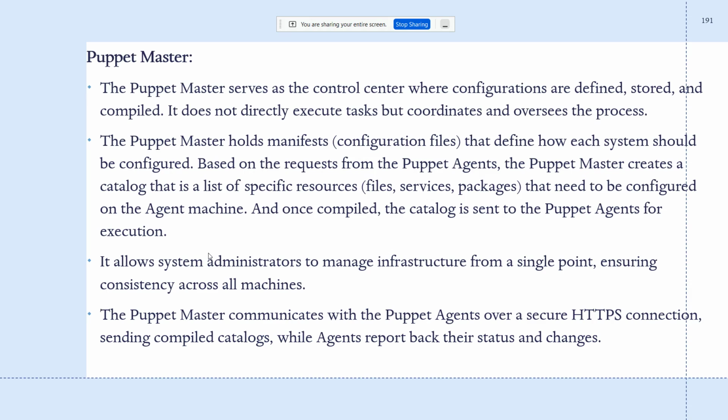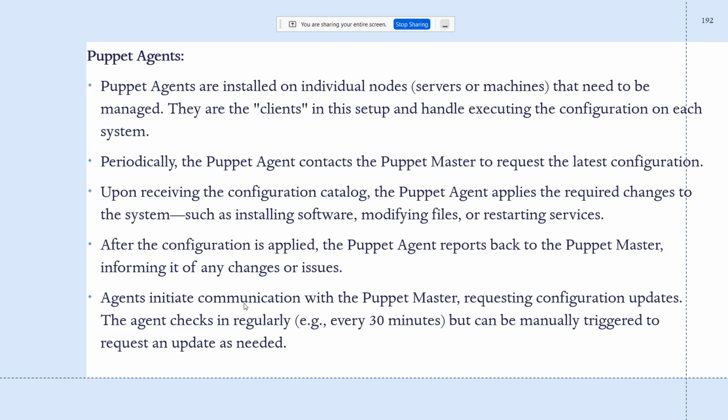So, what do these catalogs contain? The resources, right? The files or the services, everything. The Puppet master sends the compiled catalogs to the agents, and after getting them, the agents report back to the master what status they have. Now, what are the Puppet agents doing? They are installed on individual machines, the nodes that have to be managed. They are the clients in this setup and handle executing the configuration on each system.